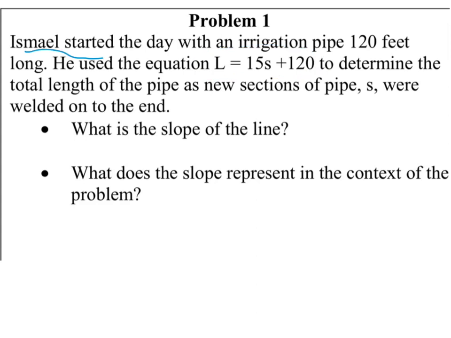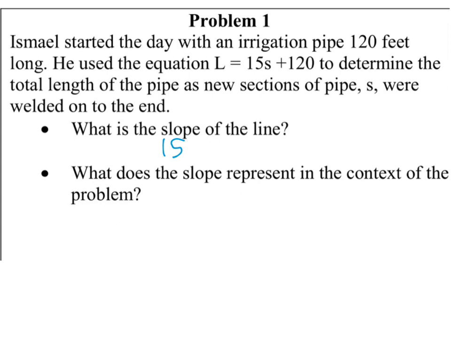So this one, you got Ismail. He's working on an irrigation pipe that is already 120 feet long, and he's using the equation to figure out the length of the pipe as new sections S are added. So there's a pipe already there. It's 120 feet long, and he's adding new sections on. You go to Home Depot or whatever, you get a pipe, you attach it on, and that's adding 15 for each section of the pipe. If we're trying to say what the slope of the line is, that's the number with S. That's called slope or rate, so that's going to be 15.